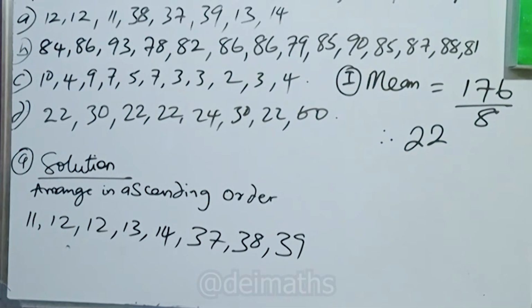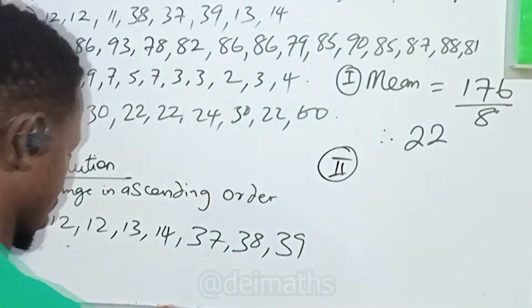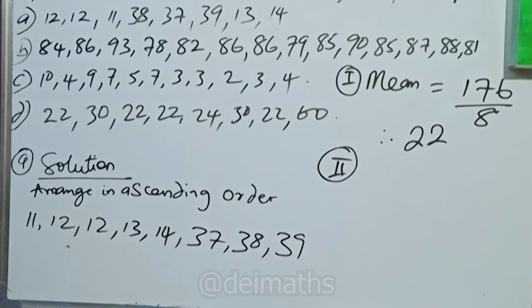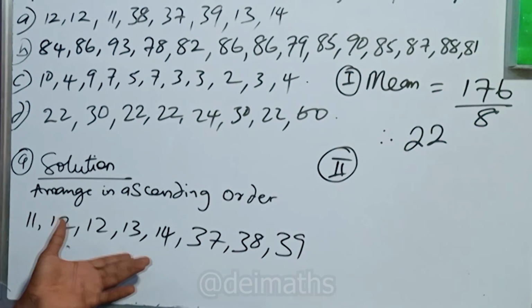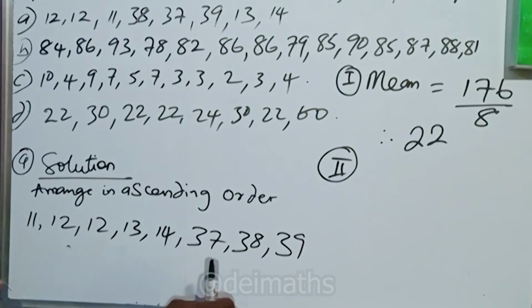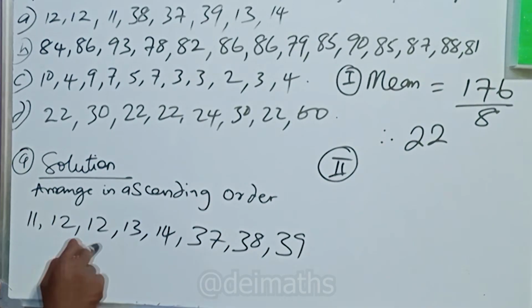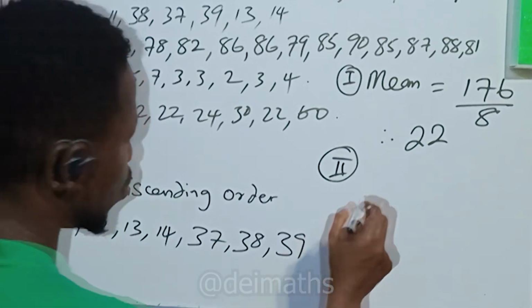Now the second one is the mode. The mode, as we discussed in our previous class, is the most popular, or the one that has the highest occurrence. So among these, we have arranged it so you know which one appears most in this sequence. Among these, only 12 appeared 2 times. That means 12 becomes the mode.